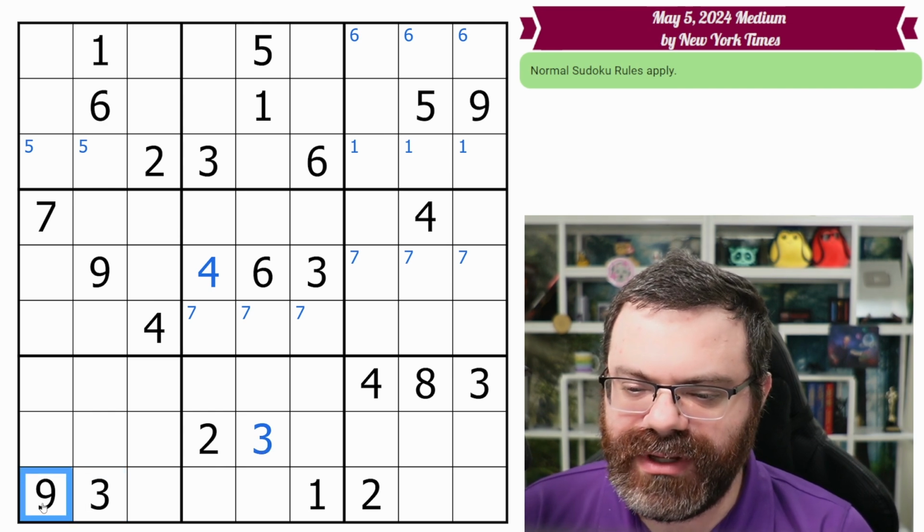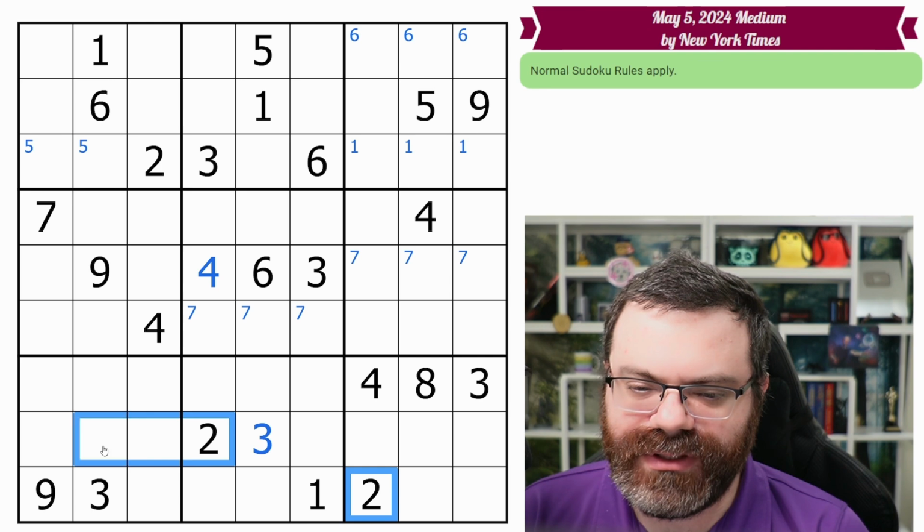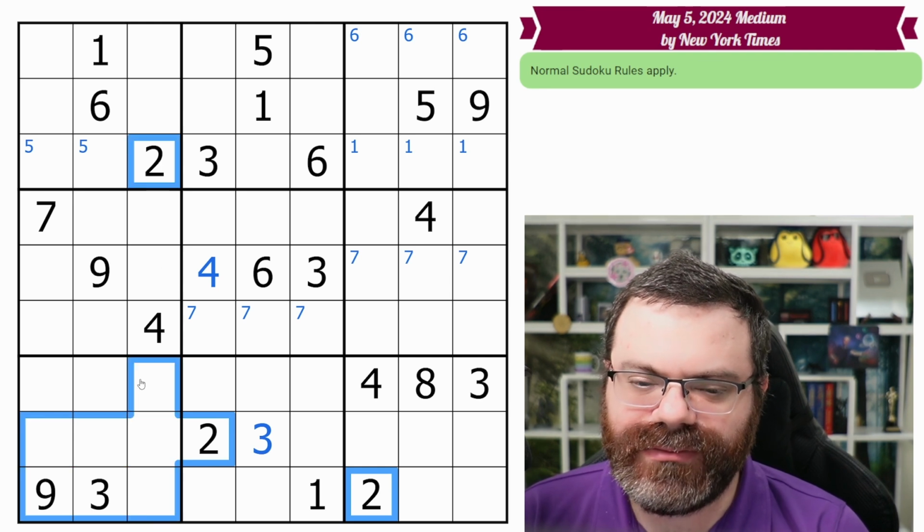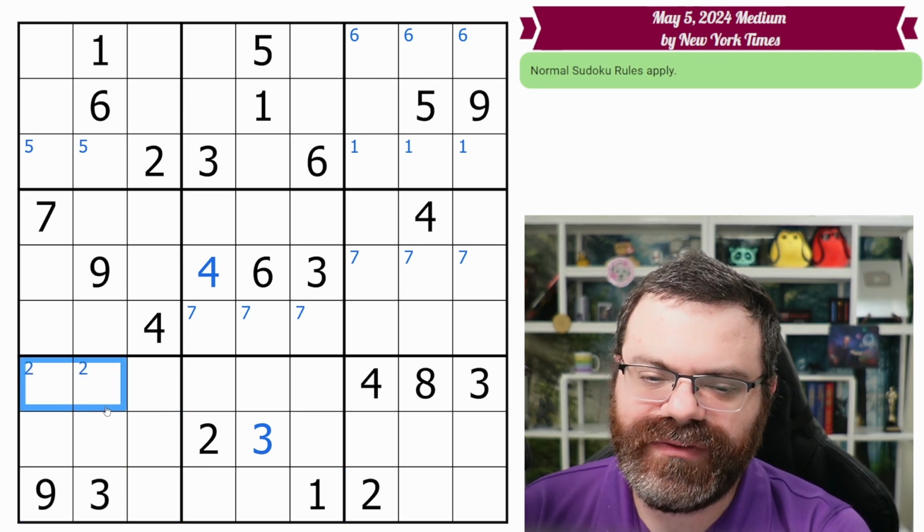All right, there's no buddy for the 9. So now we're going to look at the 1 and the 2. We do have a buddy for the 2. This 2 helps out, removing 2 from here. So there's a 2 in one of these 2 cells.